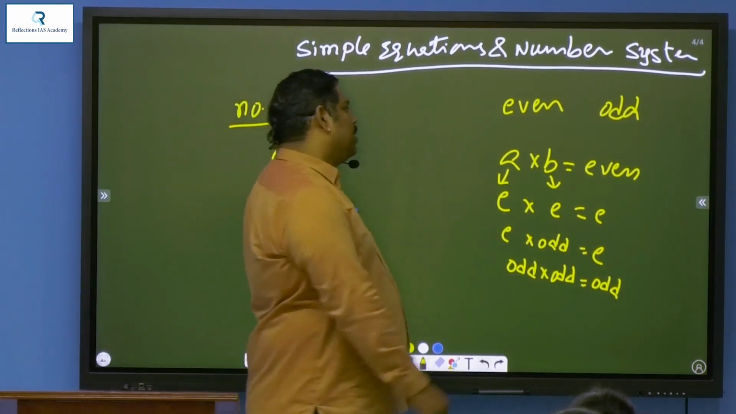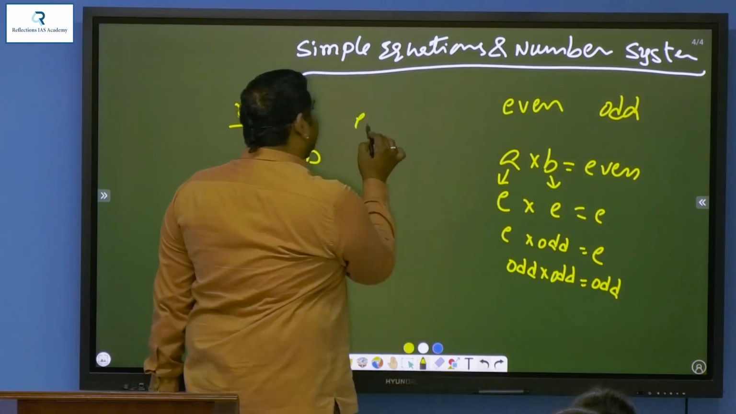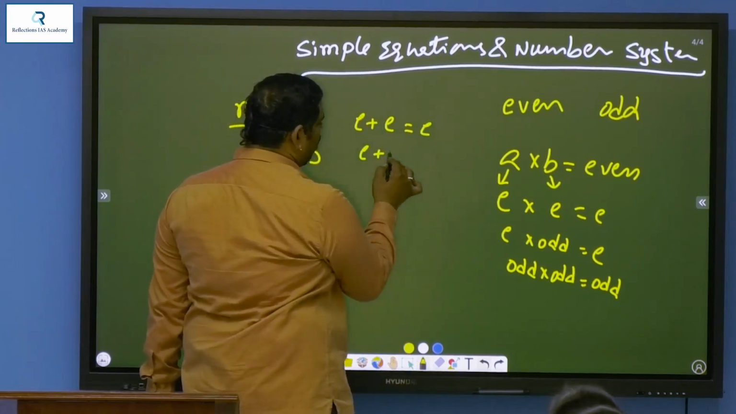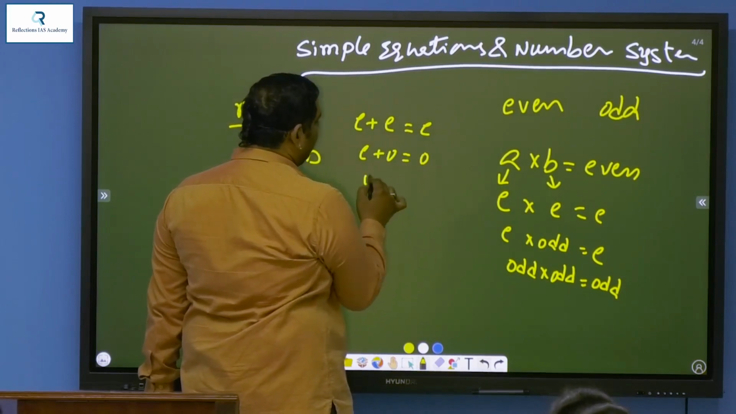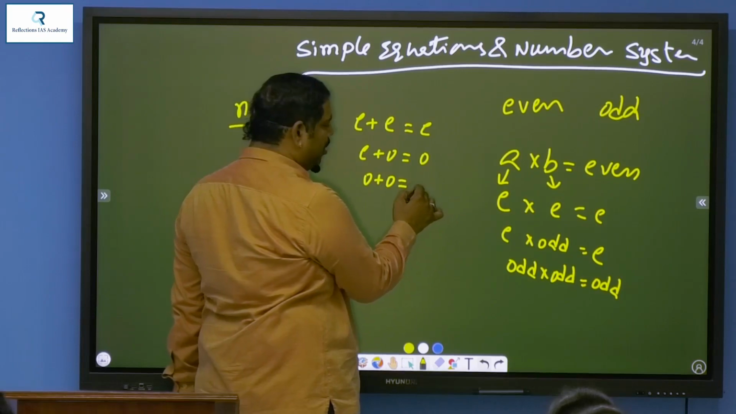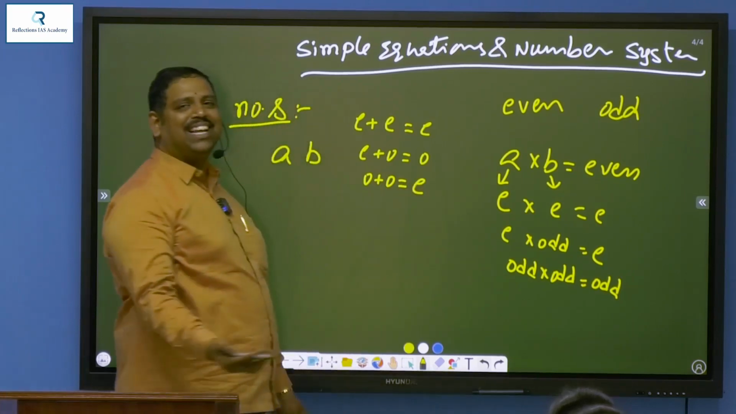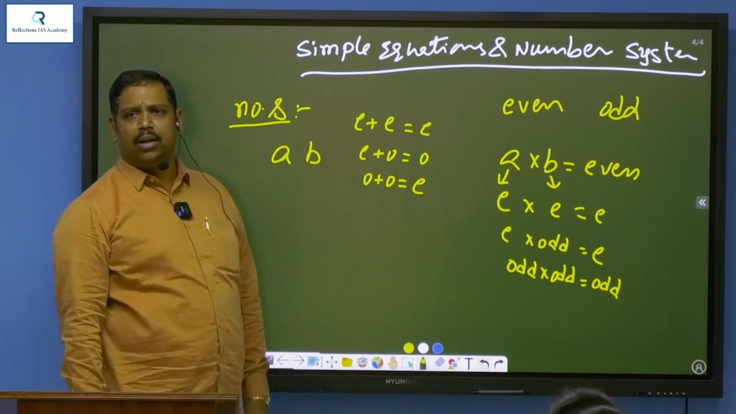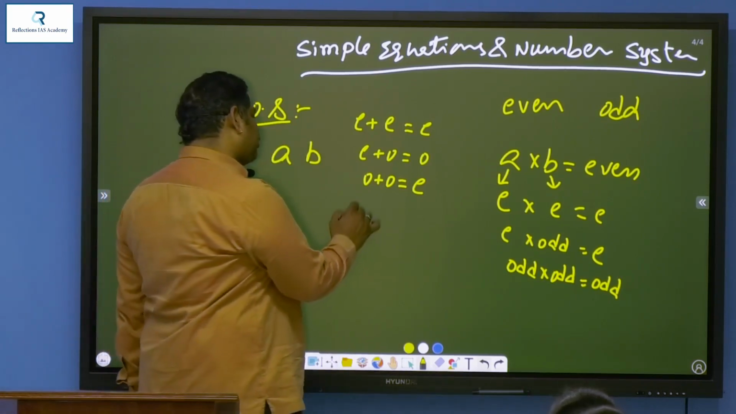So next one. Even plus even, what will you get? Even. Even plus odd, odd. Odd plus odd, 5 plus 3, right or wrong? Even. Is it clear? Right, good. This is another point.